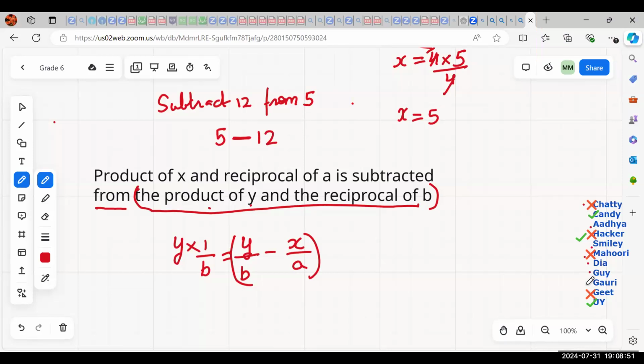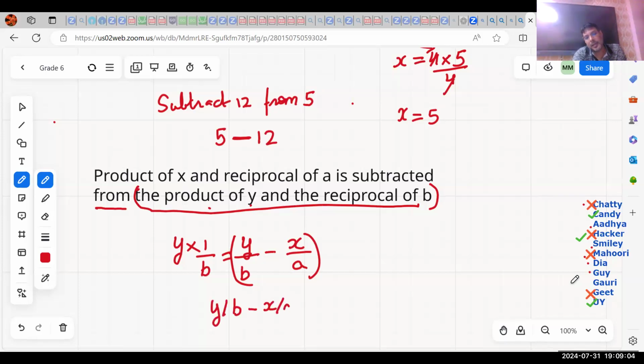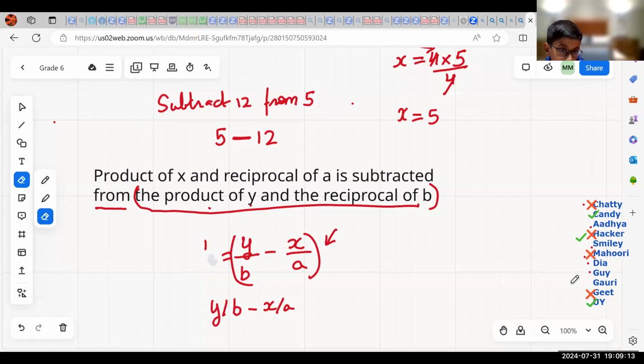Sir, I have one last question. Yes, please ask. When we write our answer for this question, do we just write the equation y upon b minus beta x? You will type it like this, y by b minus xy. This is how you can send in chat. But on paper, you will write it like this. In brackets? No, brackets are not required.